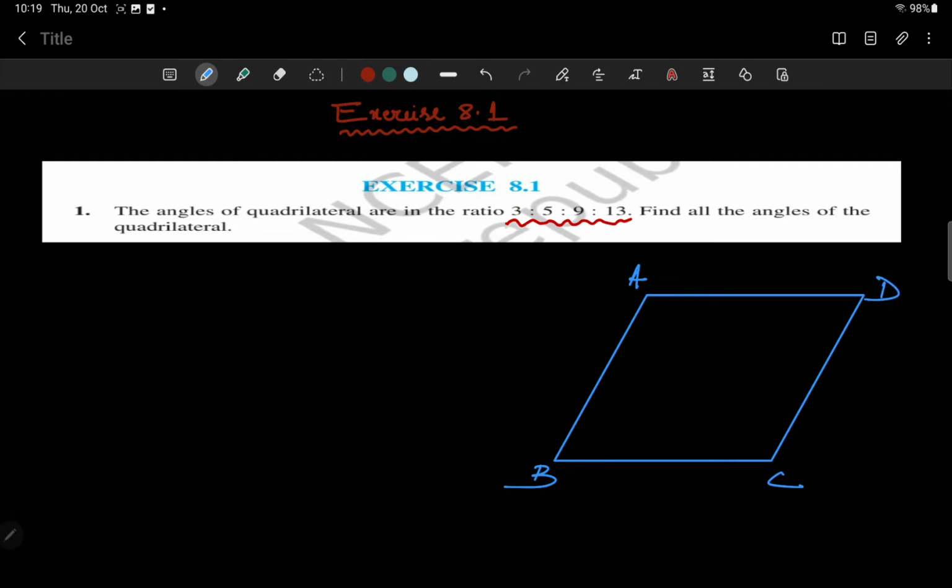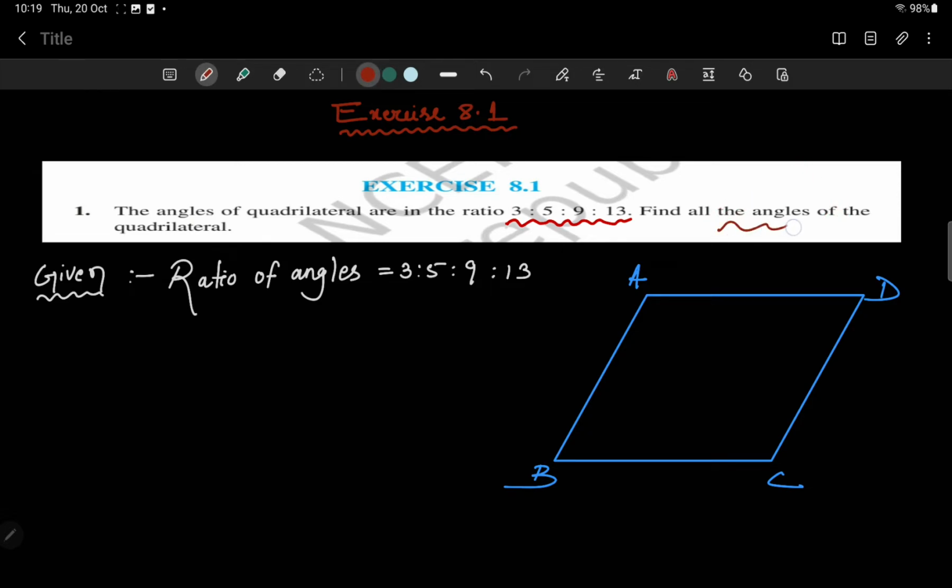So what is given? First you will write the given data. The ratio of angles equals 3:5:9:13, and only this much is given. You have to find out the angles of the quadrilateral.